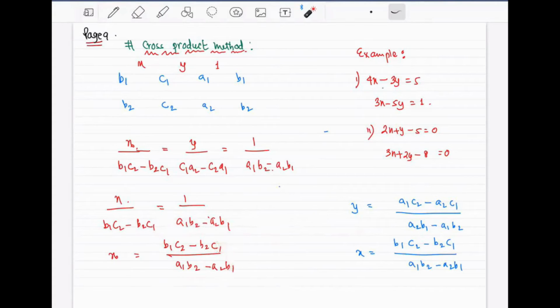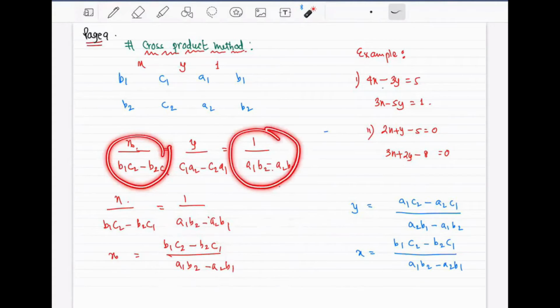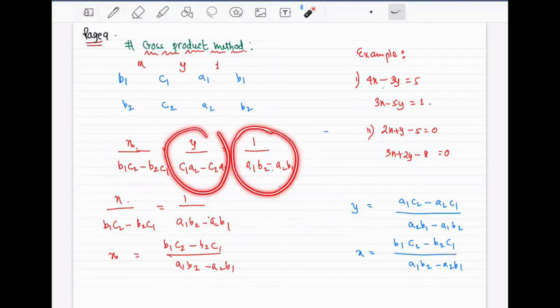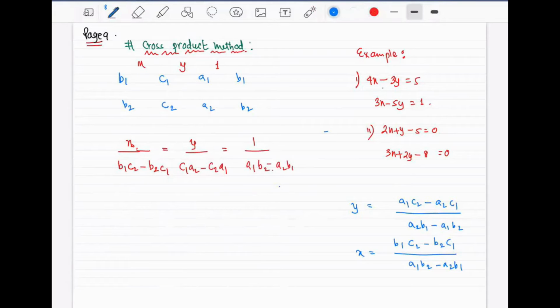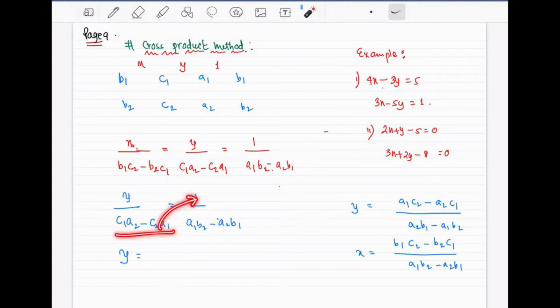Okay, same thing. If I don't take this and this, let's take y and the value with the constant term. So take the y and the constant term. We are going to have y by c1 a2 minus c2 a1 is equal to 1 by a1 b2 minus a2 b1. Bring this up like we have done in the previous one. We're going to have y left on the right hand side. If I bring this up means you just have to multiply, okay, no change in the denominator. So we are going to have c1 a2 minus c2 a1 by a1 b2 minus a2 b1.